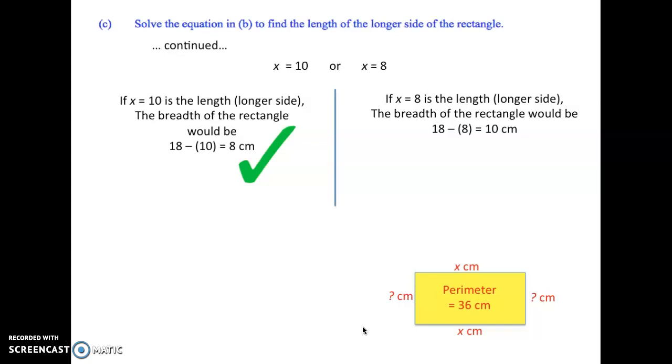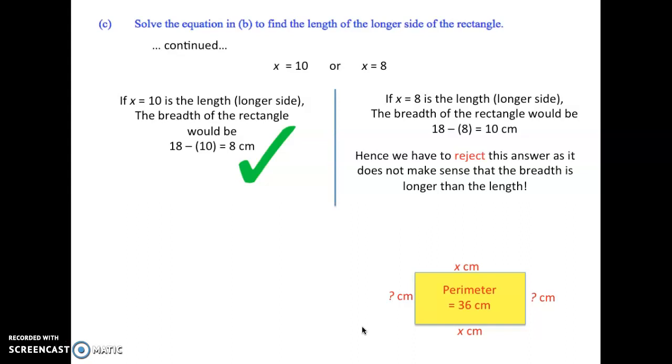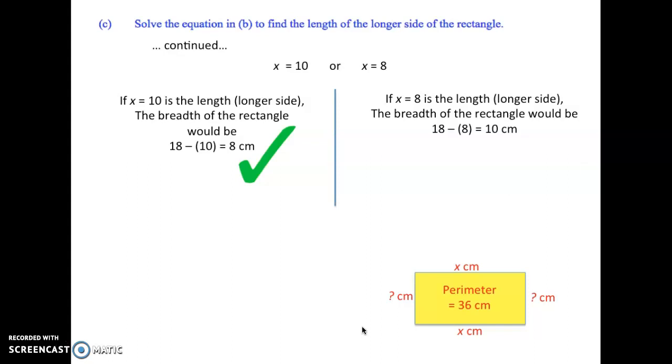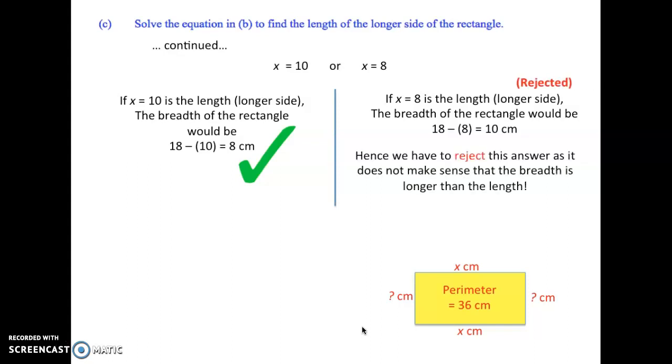This does not make sense because now the breadth is longer than the length, which is incorrect. Hence, we have to reject this answer. So to reject this answer, we'll indicate it at the bottom, below x equals to 8. With this, our answer is 10 cm for the length of the rectangle. With this, please try examples 4 and 5.